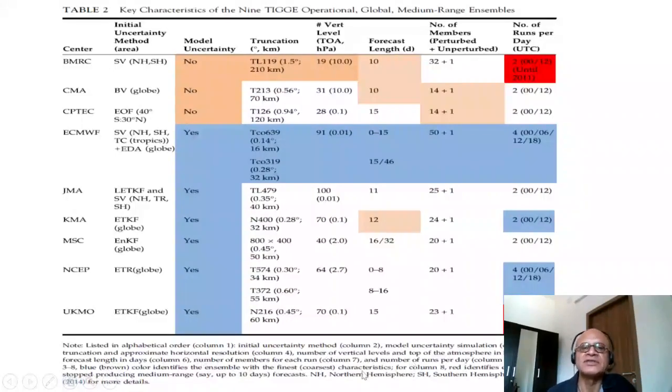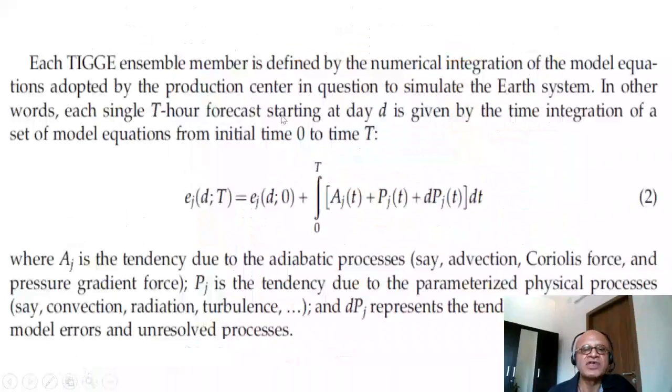and so on. And when you do grand global ensemble, you are mixing these various configurations and approaches, and there is an attempt to make them stick to the same protocol whenever you do multi-model activities like IPCC or S2S forecasts as multi-model ensembles, or even individual models presenting their forecasts. There have to be protocols. So each TIGGE ensemble member is defined by the numerical integration of the model equations adopted by the production center in question to simulate the Earth system.